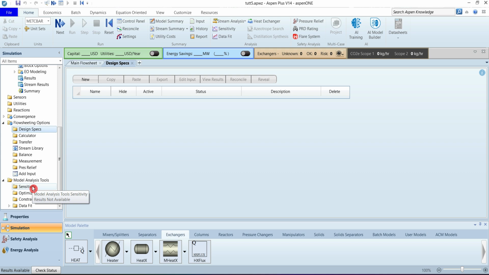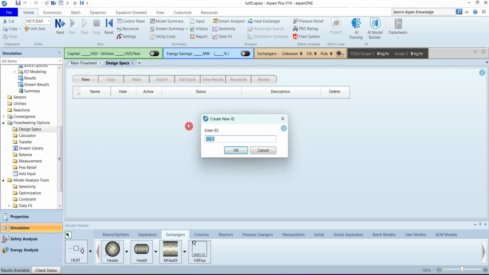The convenient one is the design specification, so you can use this option for any such constraints where you have to determine a certain value for a given constraint. You can use the design specification option. Let's create a new design specification. Create the new one.